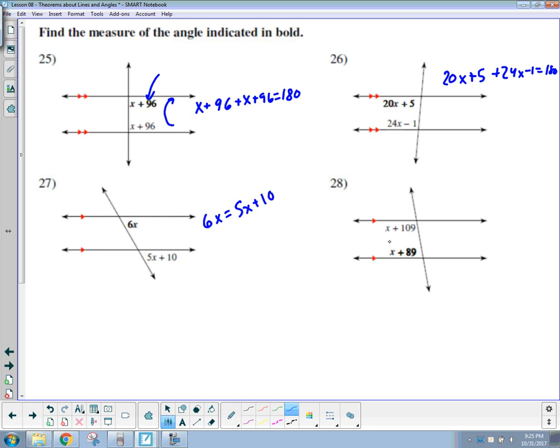And again, consecutive interior angles. x plus 109 plus x plus 89. All of that should equal 180. Alright.